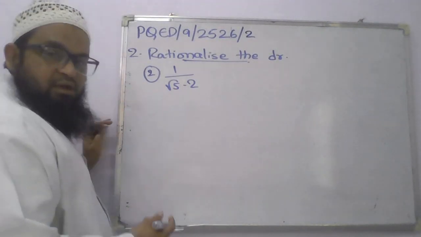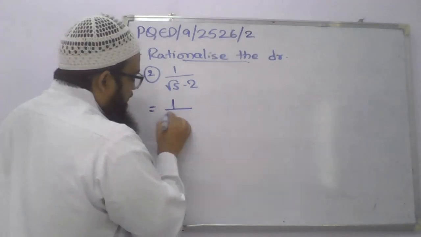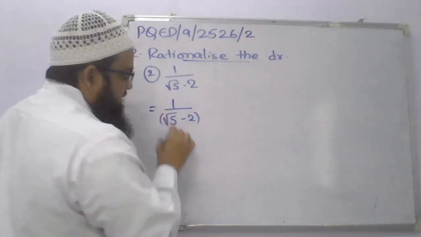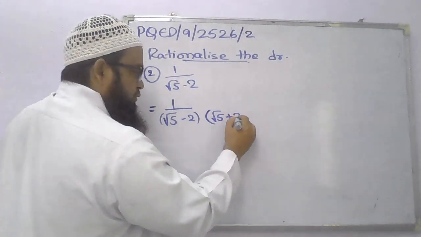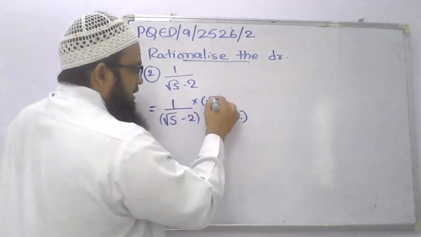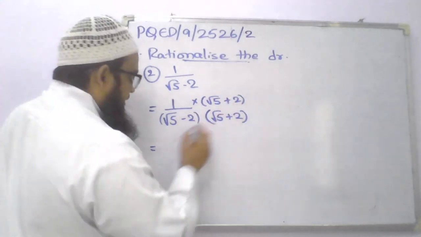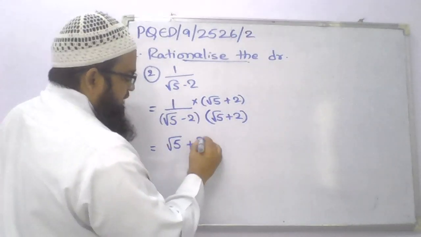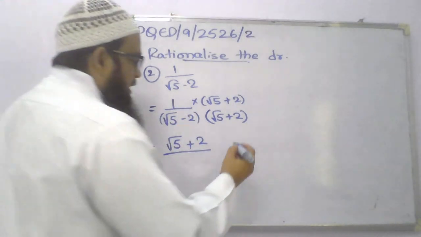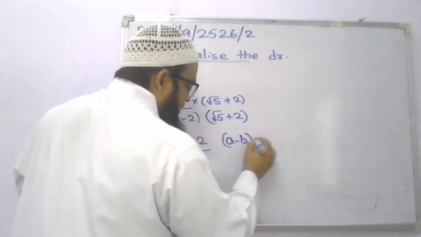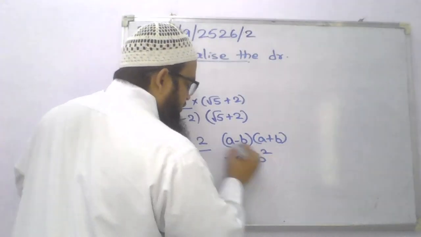So now, since there are two terms, what is the conjugate of root 5 minus 2? What is the conjugate, my dear? Instead of minus, you put plus. So root 5 plus 2, and you have to multiply it in the numerator also, root 5 plus 2. So now 1 times anything is the same, root 5 plus 2, divided by (a minus b) into (a plus b). What is the identity, my dear friends? (a minus b) into (a plus b) equals a square minus b square.